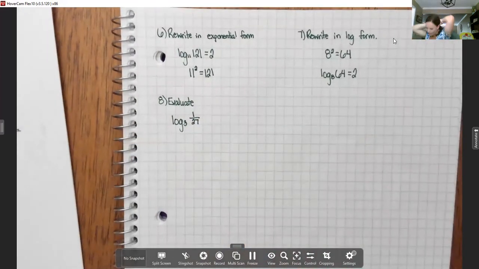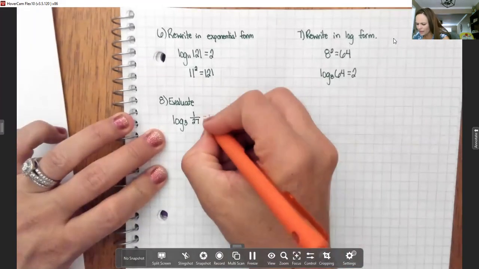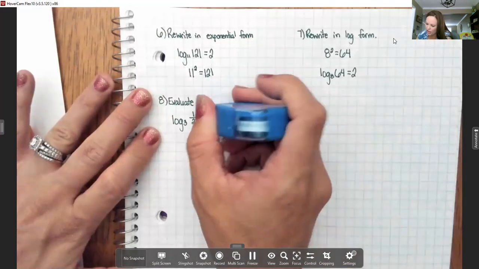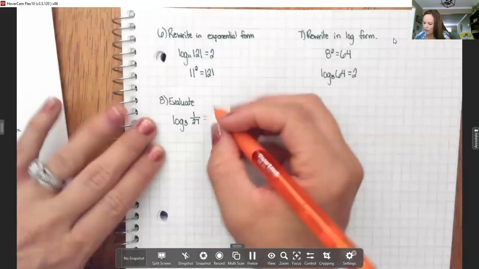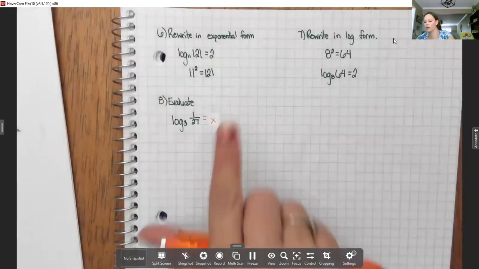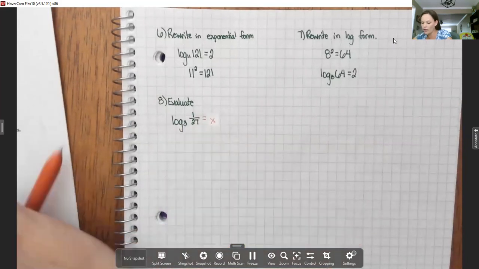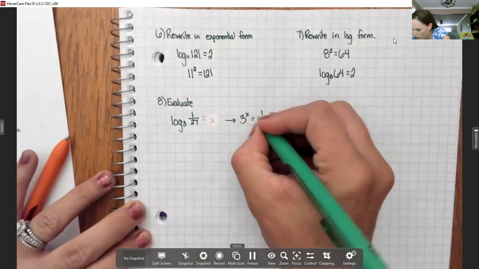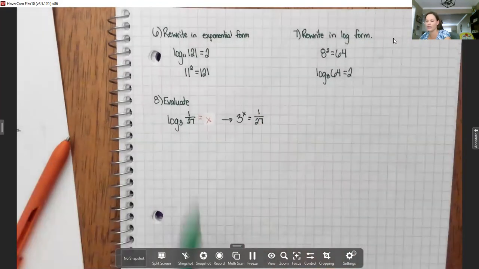So number 8 just says evaluate log base 3 of 1/27. So you should be doing this without a calculator. Basically, they're just saying, what is this equal to? I shouldn't have used a B. B I usually use for base. I apologize. Let's just call it X. So what is this equal to? Basically, 3 to what power gives us 1/27? That's what they're asking in this problem.